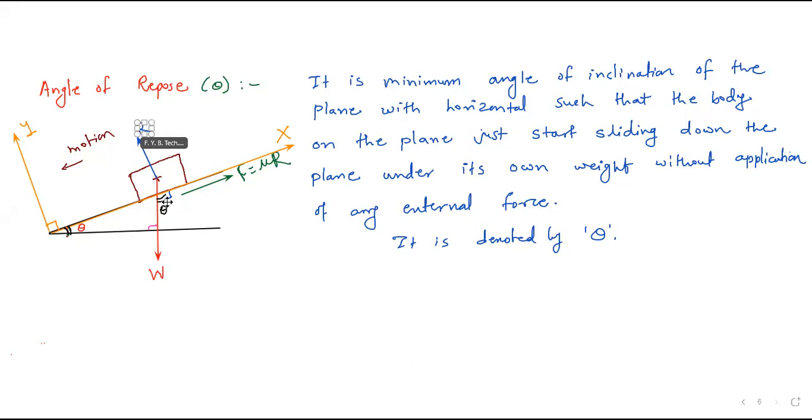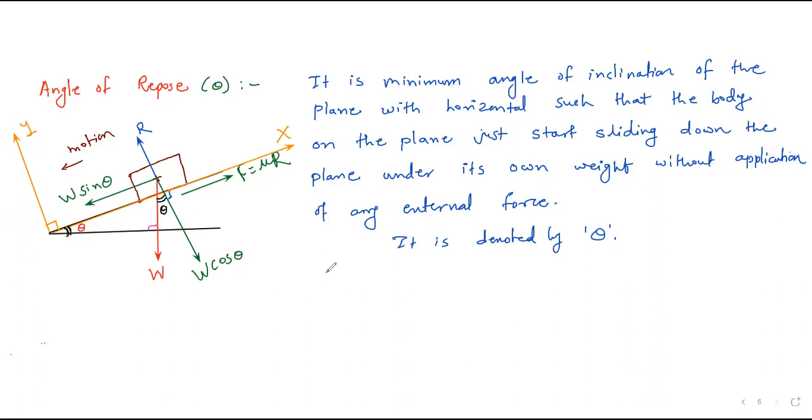So this angle is theta. This is already known to you. Now if I resolve this W into two components, the first component will be parallel to x, in this way, and the second component will be parallel to y, which will be in this way. This is the second component. Okay. So this is my W cos theta and this is W sin theta, if you resolve W.